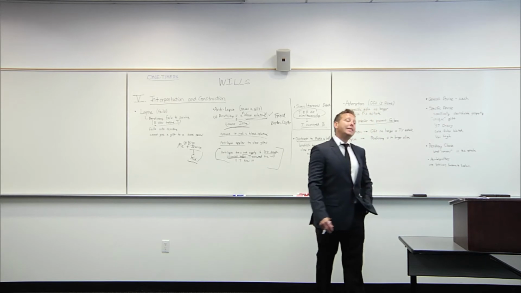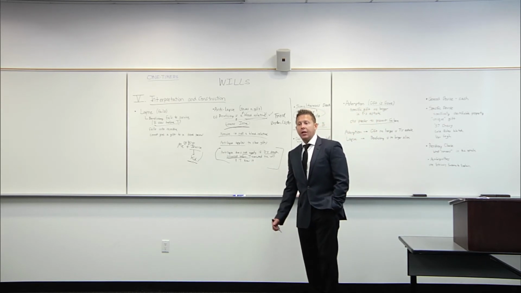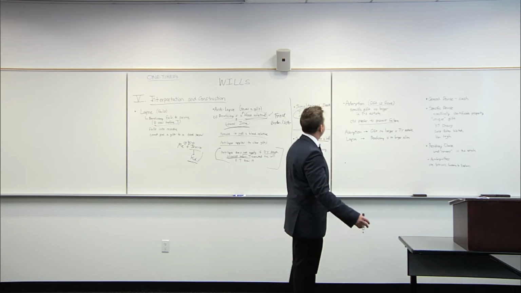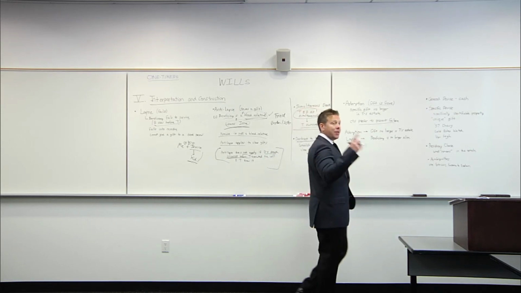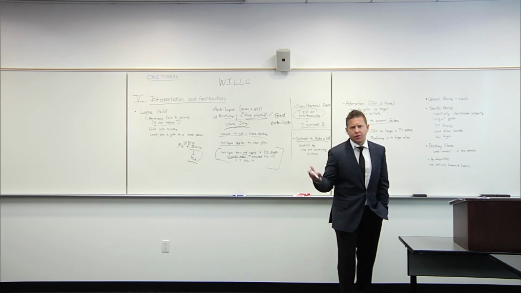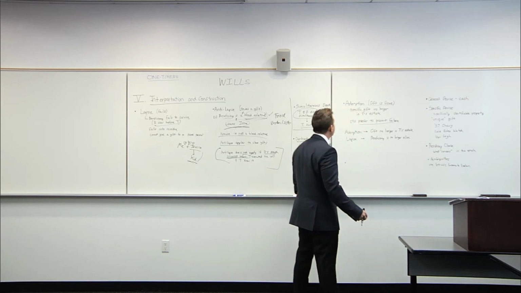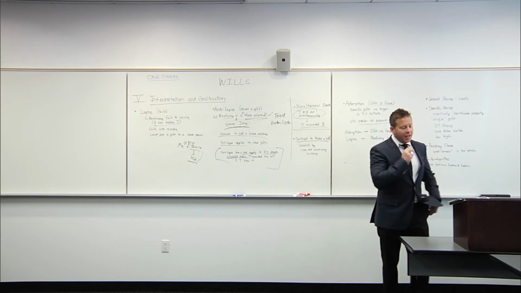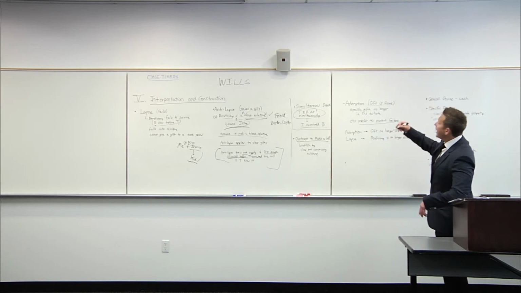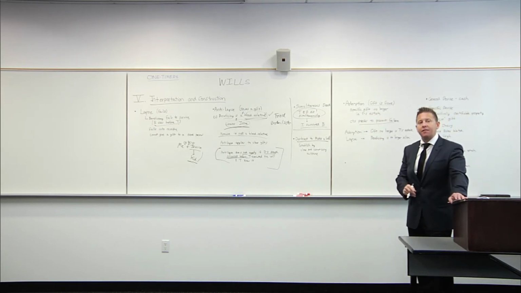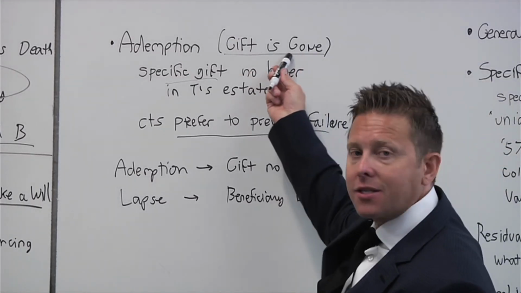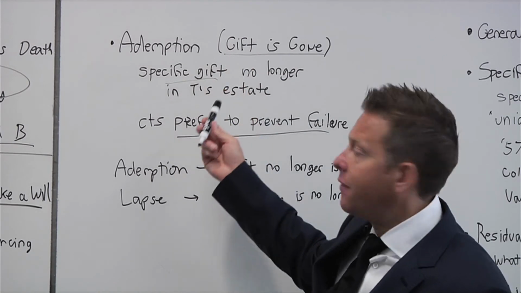I give my 1957 Chevy to my buddy Adam. I end up selling that car, probably for drugs or gambling or something, whatever people sell cars for. I end up selling that car because I'm in dire straits. And even though my will says Adam gets that 1957 Chevy, when I die, the gift is no longer in my estate. It's at a pawn shop in Vegas somewhere, go figure.